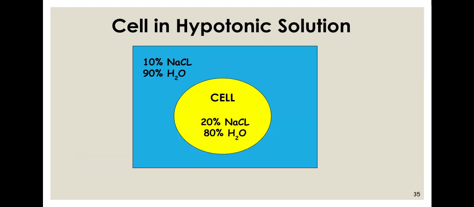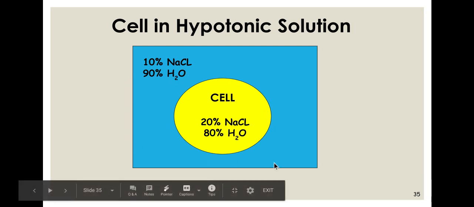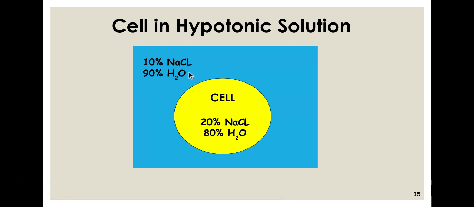So here is another example that we have. We've got a solution outside of the cell that has 10% salt and 90% water. Inside of the cell, we've got 20% salt and 80% water. There's more stuff, more solute in this cell. So the water will go inside of the cell. That will cause the cell to swell up, and eventually it could lyse or burst.